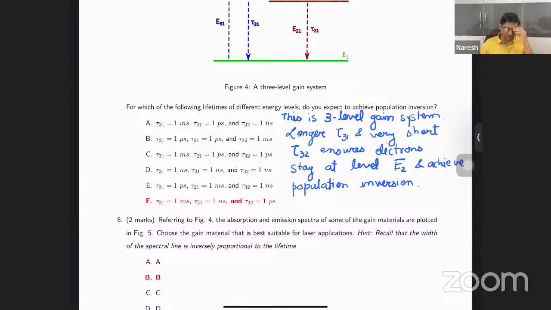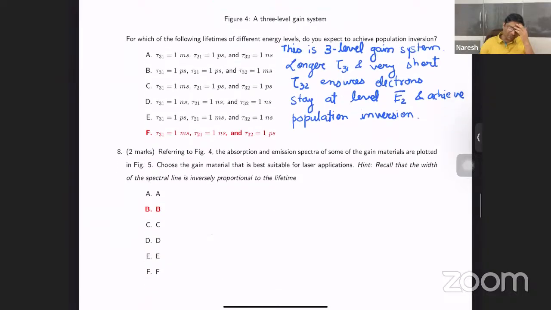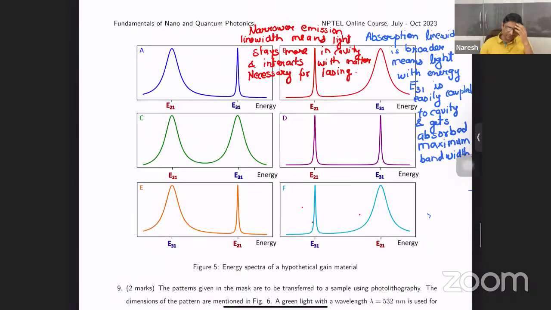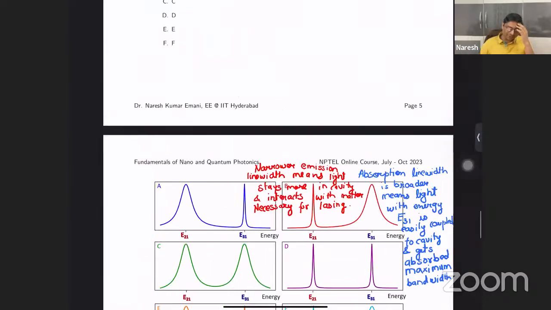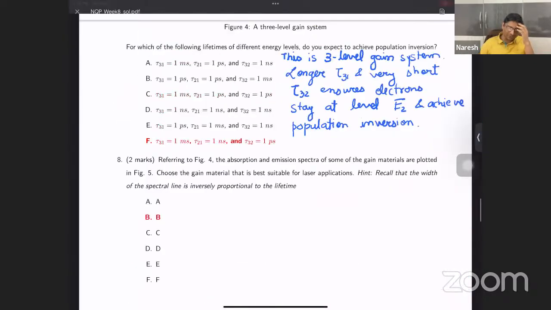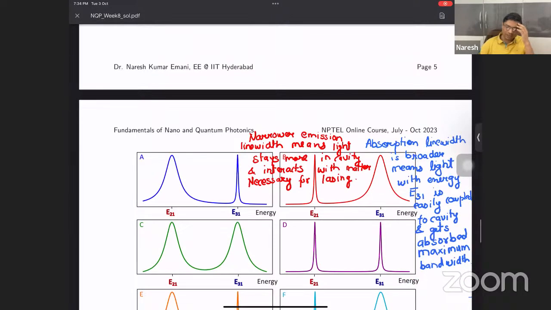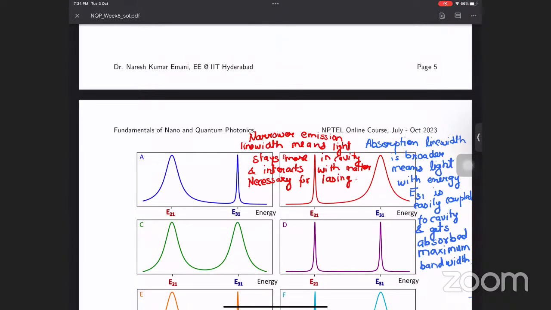We must have the smallest spectral width. Smallest time. Yeah, tau 31 should be the smallest time in this case, because we want a broad absorption spectrum. So according to the hint, what I felt while doing this assignment is that option A should be the correct one.